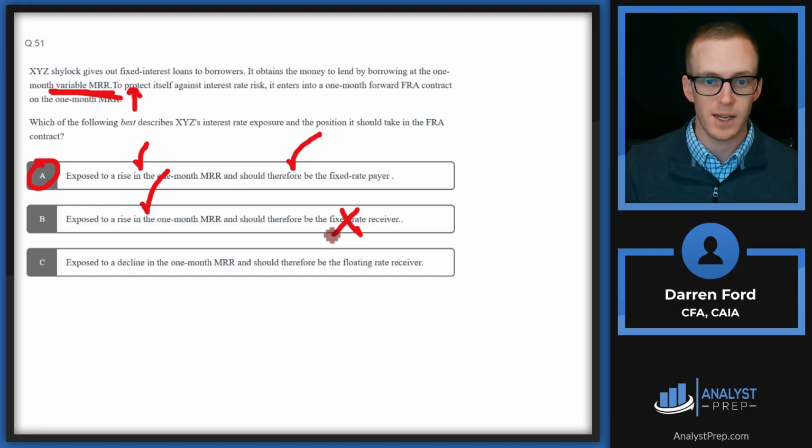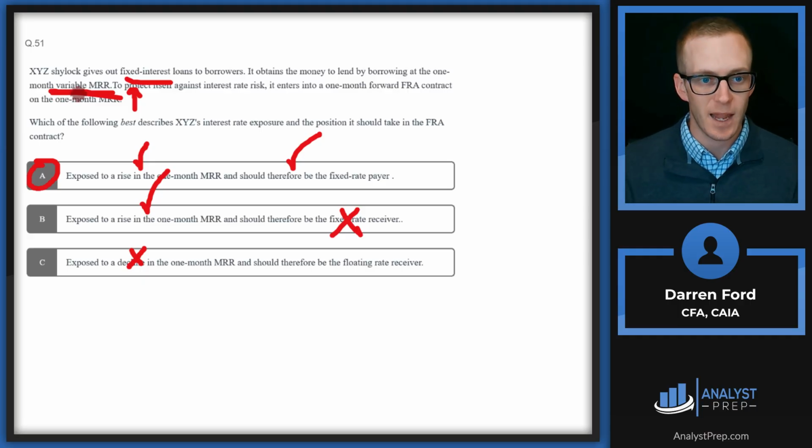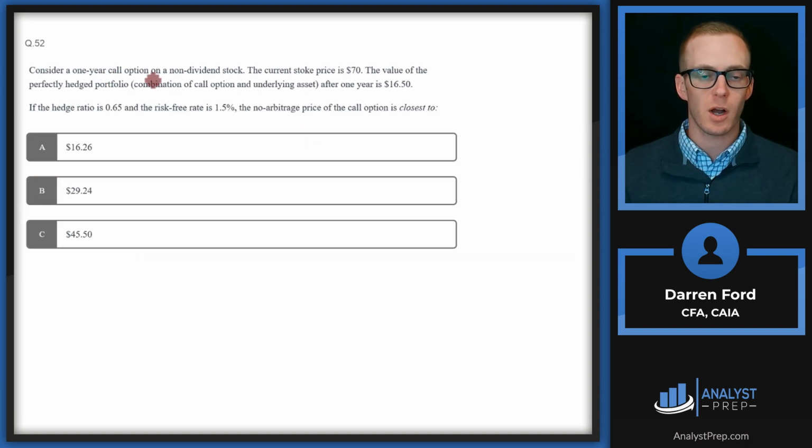We're already receiving fixed rate via the loans that we're giving out. And we're exposed to a decline? We're not exposed to a decline. A decline would actually be good because then we'd be borrowing at a lower rate and then lending that out fixed. Answer A.